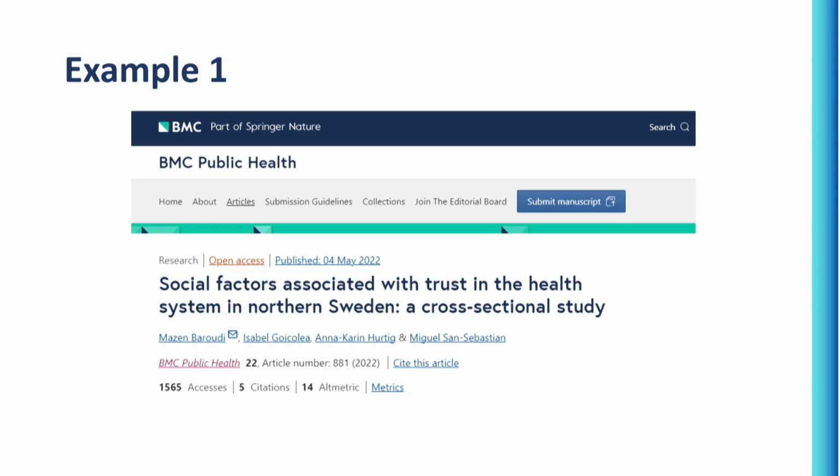So if I had left off the second part, you would have had social factors associated with trust. The clue is in the "associated with", because that points you in the direction that they must have somehow operationalized the factors and looked at them quantitatively. But not necessarily, because it could have been a qualitative study looking at the social determinants of trust in the health system.